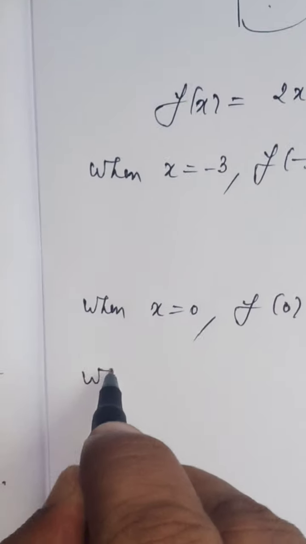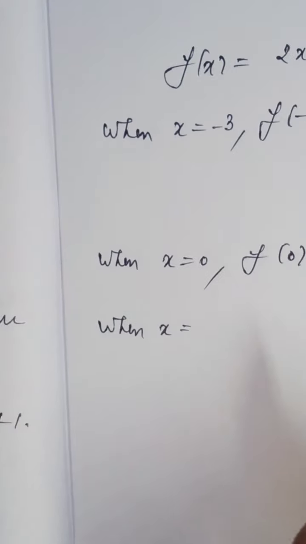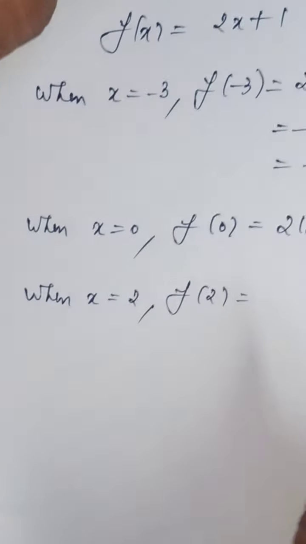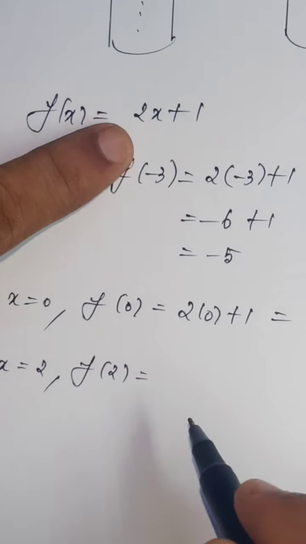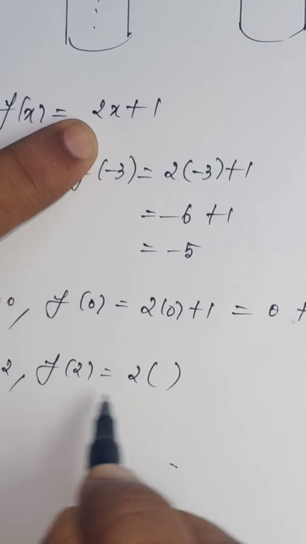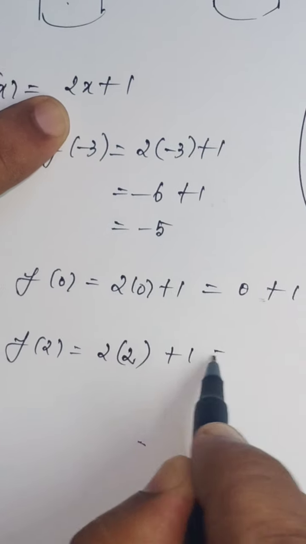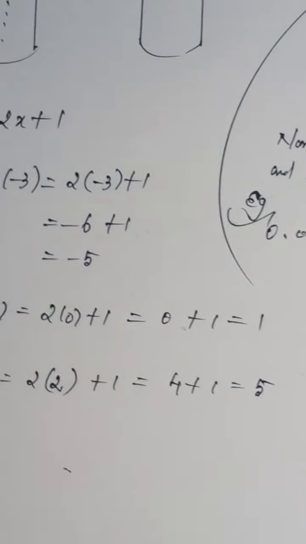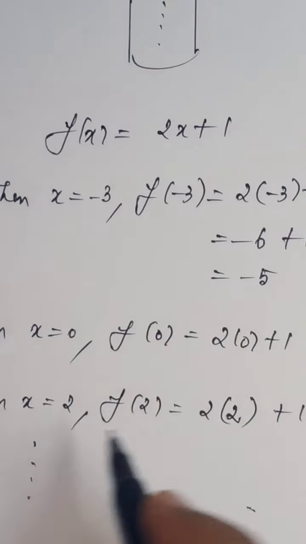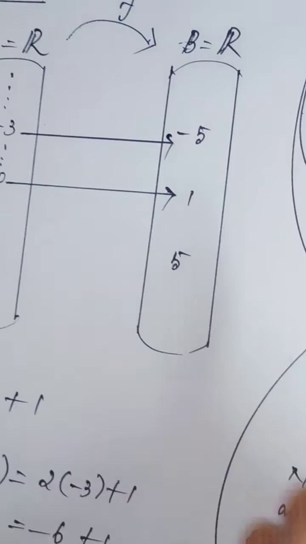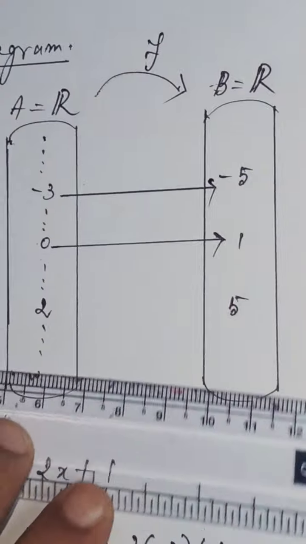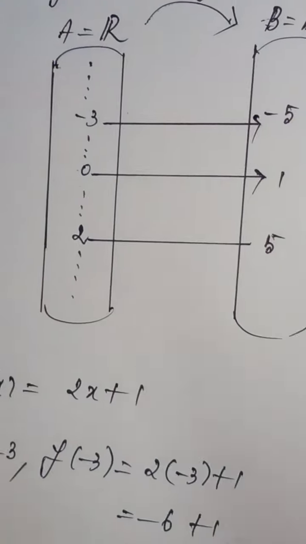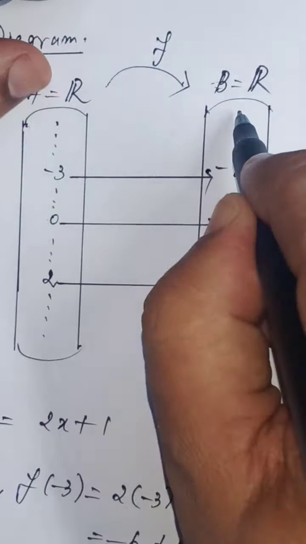Next, take a random number, 2. When x equals 2, f of 2 is equal to, substituting x equals 2 into 2x plus 1, that is 2 times 2 plus 1, which is 4 plus 1, that is equal to 5. So 2 has the image 5.